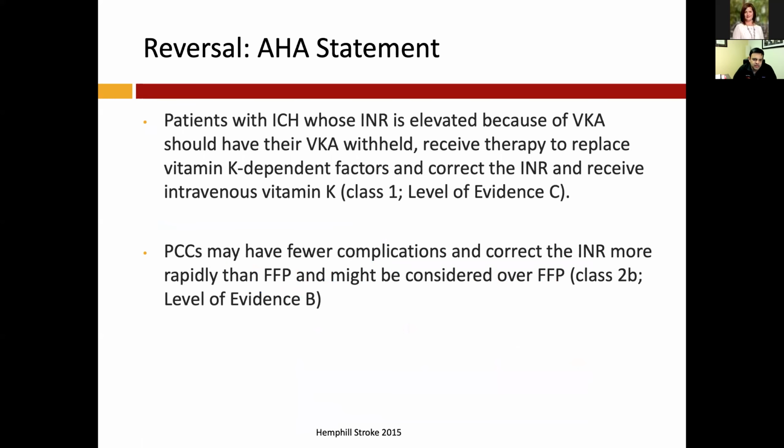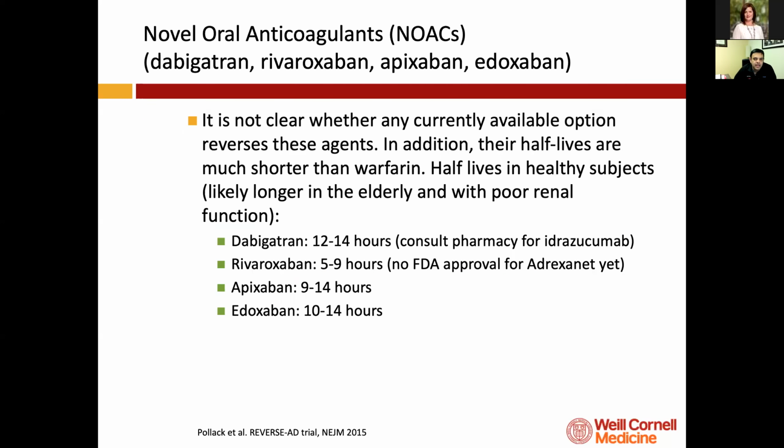In terms of what the American Heart Association recommends, if you have an INR elevation, then definitely also consider vitamin K. And they have also started recommending PCCs as the standard reversal agent after somebody has a warfarin associated bleed. Now, we also have a lot of newer agents in the market, the novel or direct acting anticoagulation agents, so NOACs or DOACs. You have different ones. More or less, PCCs tend to be effective in all these cases.